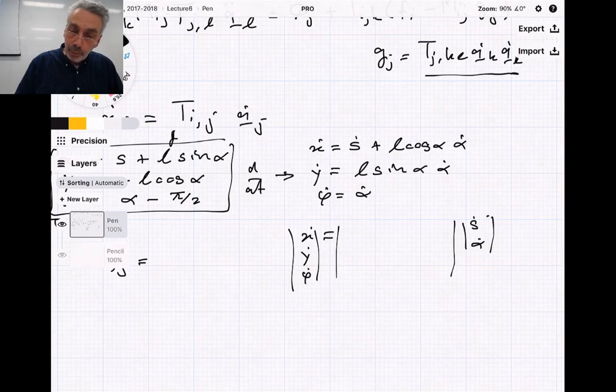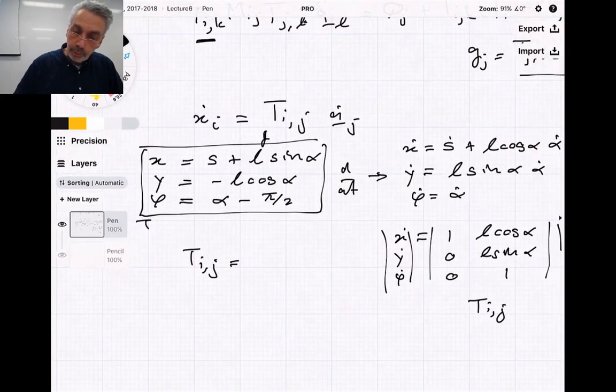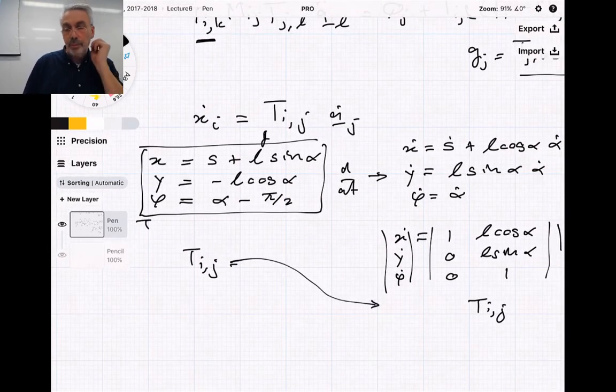So how many times do we have s dot? One time. And how many times alpha dot here? L cosine alpha. And for the y dot we have no s dot, and we have only L sine alpha. And for the phi dot, we have no s dot and we only have alpha dot. So this is now my Tij, right? So that's my Tij.